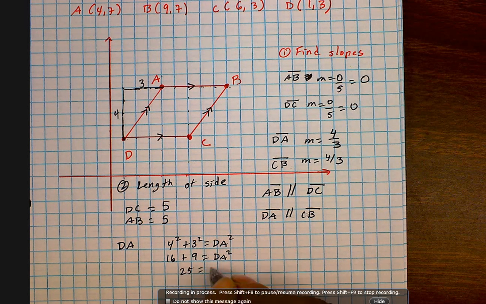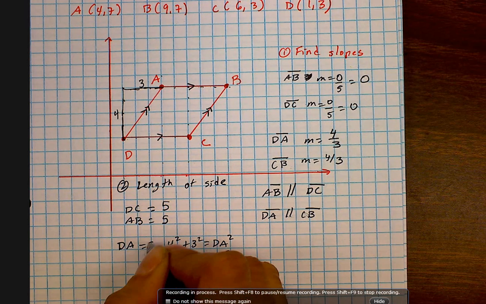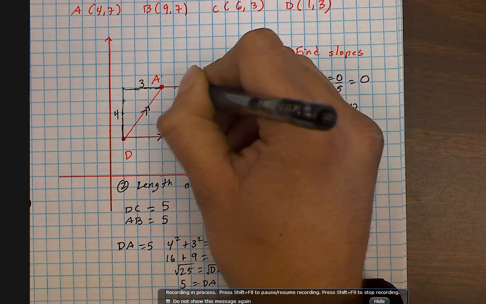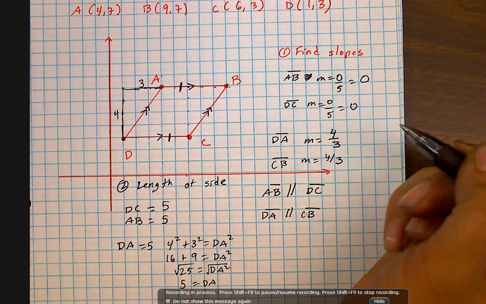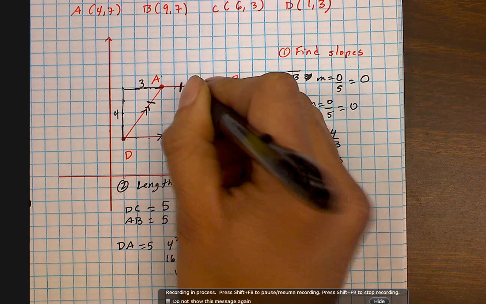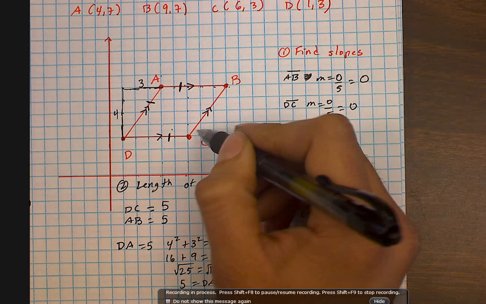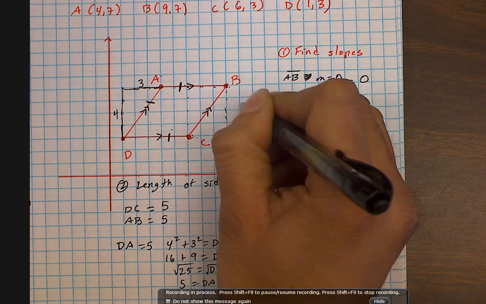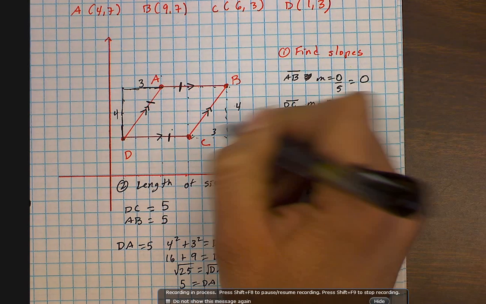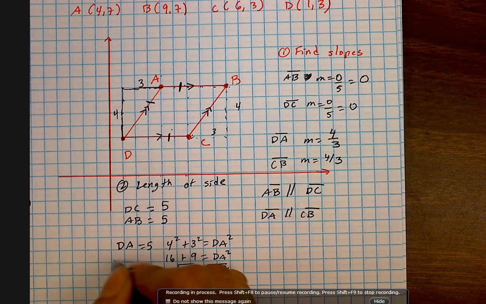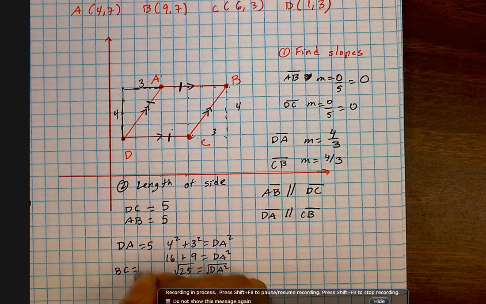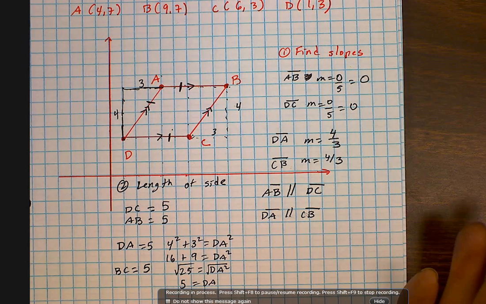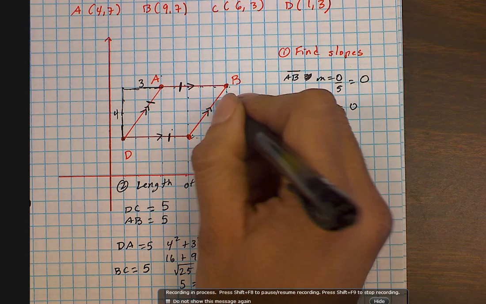So that means DA, you take the square root of that side, and DA is going to be equal to 5. So DA is also 5. So that means that side is congruent, this side is congruent, and also this one is congruent to those two. Well, if you notice on this side, you can make another right triangle, and this one is 4 and that one is 3. So since it's the same thing, you also know that the length of BC is going to be 5. Okay, so that means all the sides are congruent.